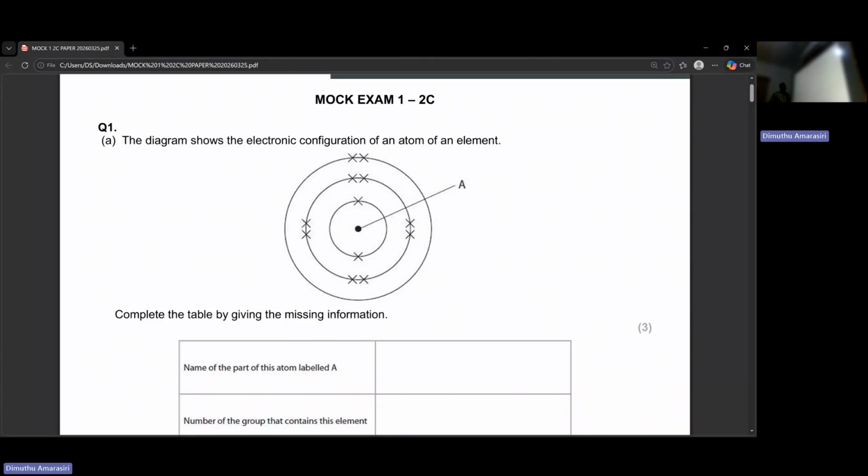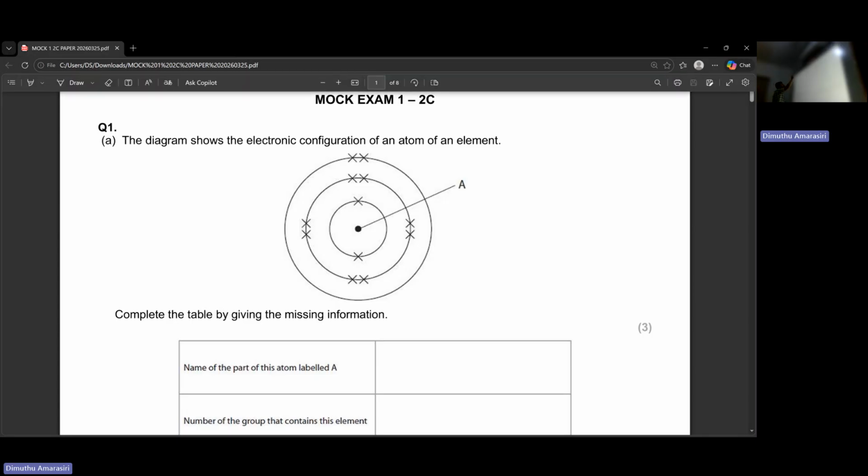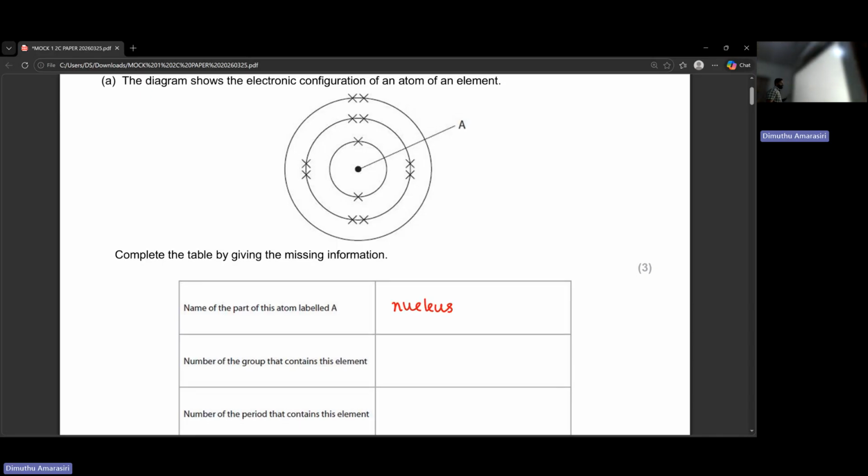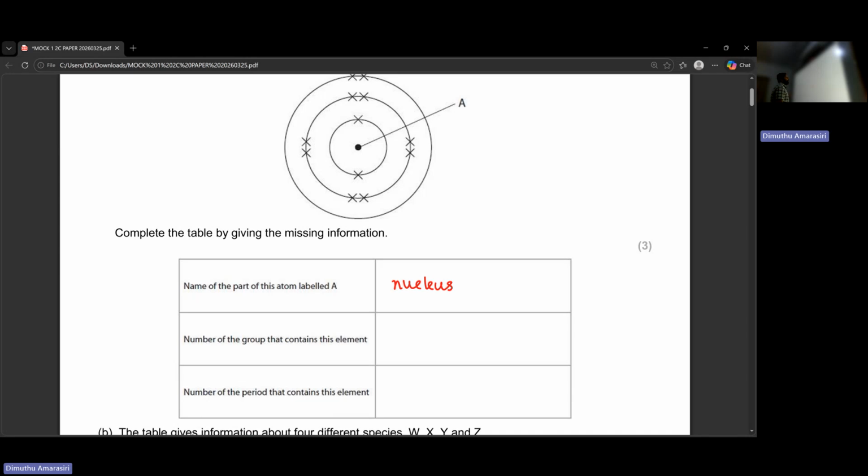That's the real way of getting prepared for a paper. Right. Name of the part of this atom labeled A. It's called nucleus. Right. Name of the group that contains this element.